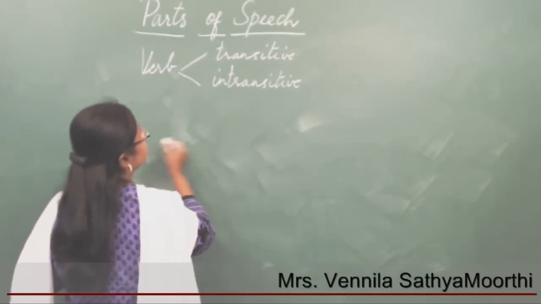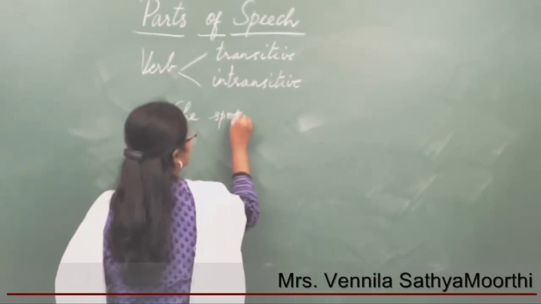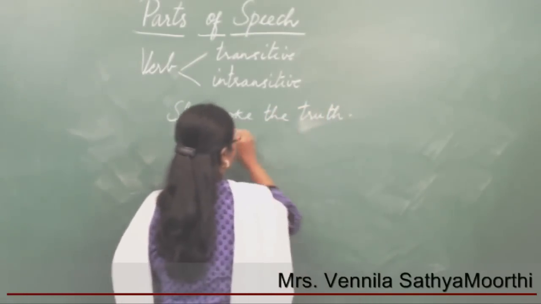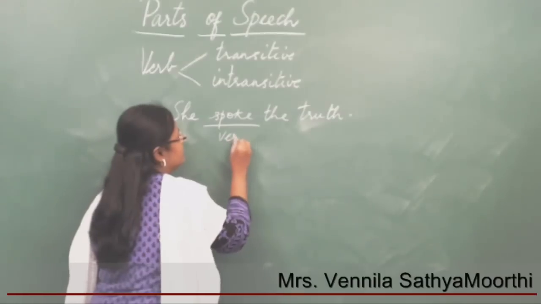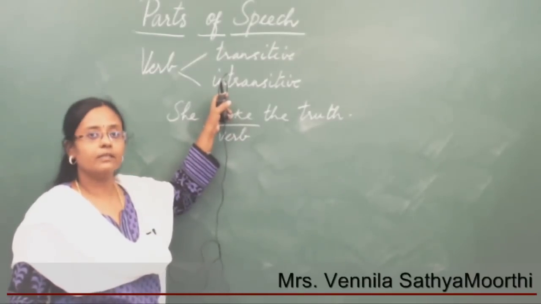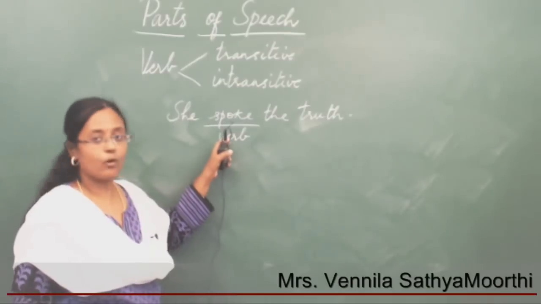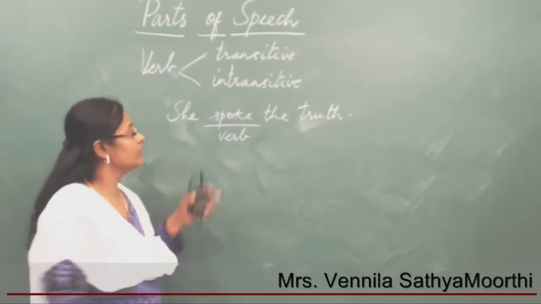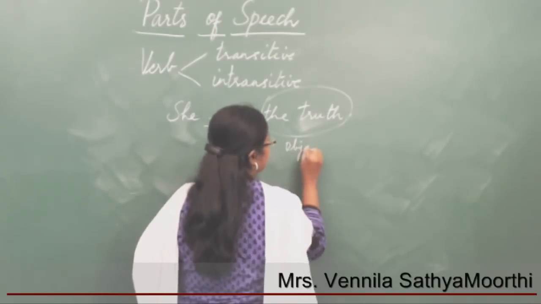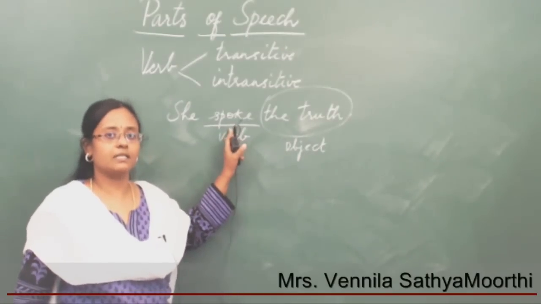See, if I say, she spoke the truth. You know this is the verb. But how do you know it is used transitively or intransitively? For that, you have to ask the question, what or whom. She spoke what? What did she speak? The truth. You have this as the answer. This is the object. So when a verb takes an object after that, it is a transitive verb.